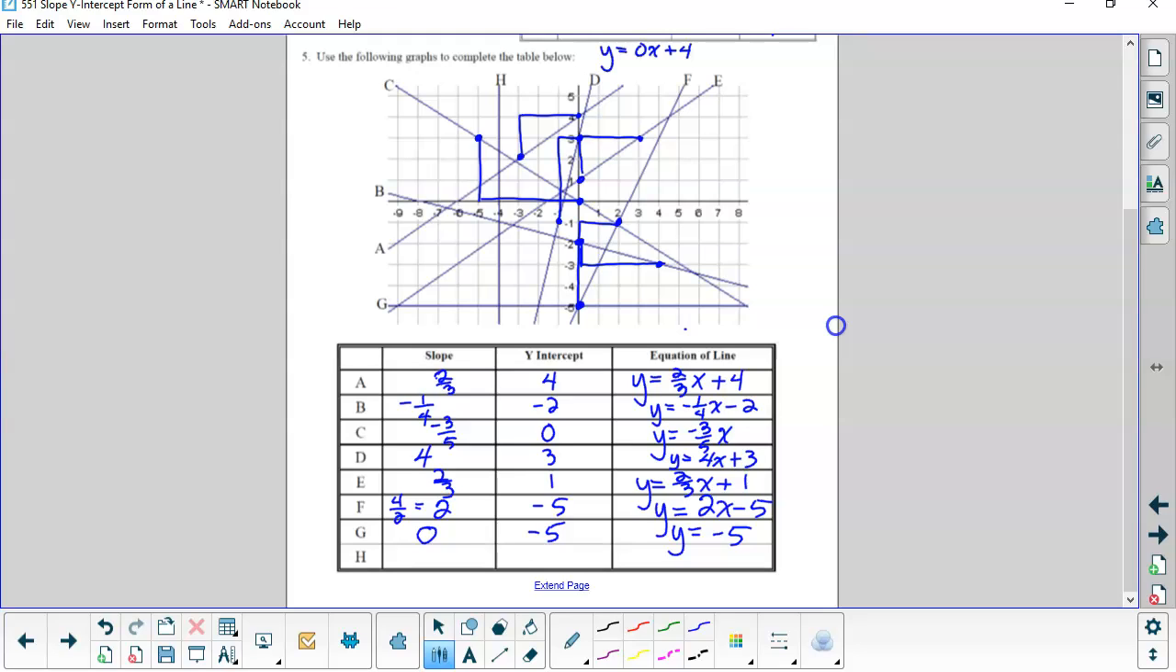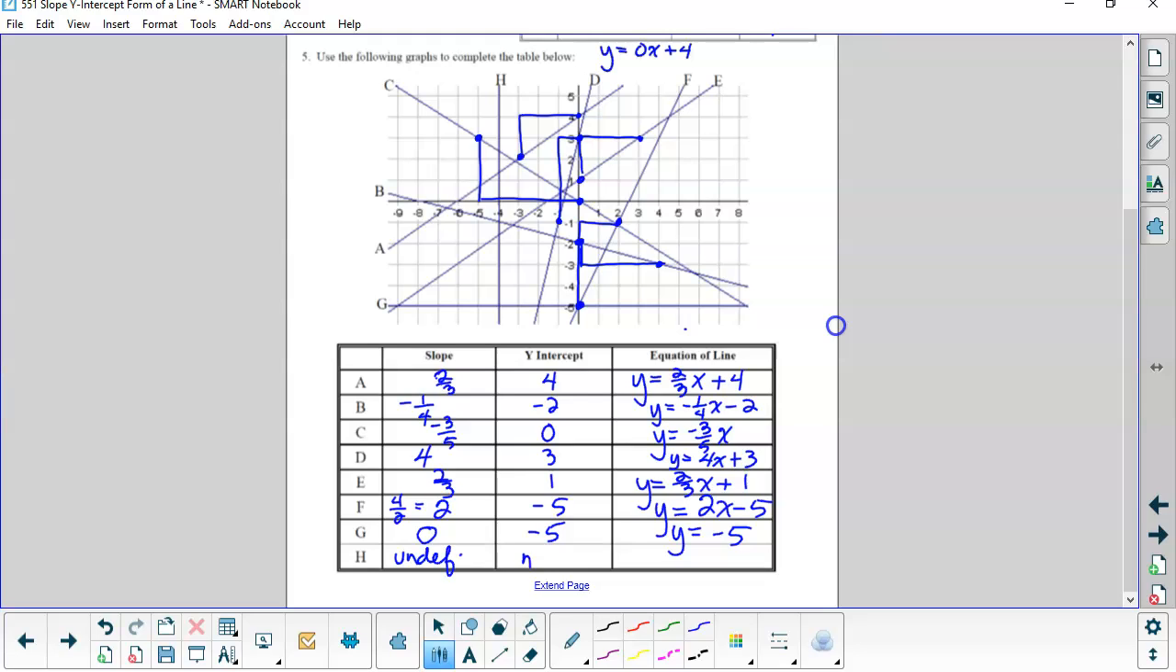And then H, take a look. It's a vertical line. So for a vertical line, you can't have an equation y equals. Okay? So here, this is never going to cross the y-axis. This always has an x-intercept of -4, or it has an x value of -4. It does have an x-intercept of -4 as well. Every point here has an x value of -4. So the slope is undefined.